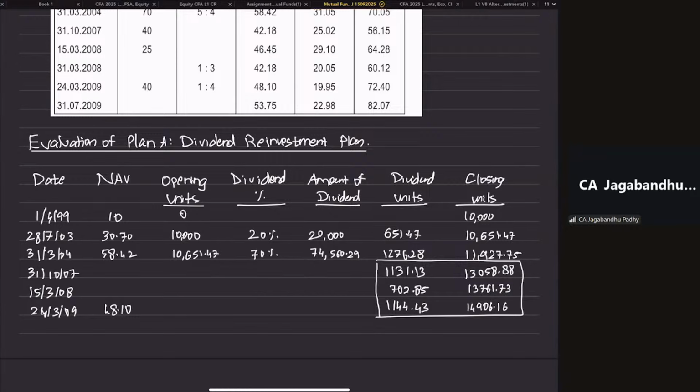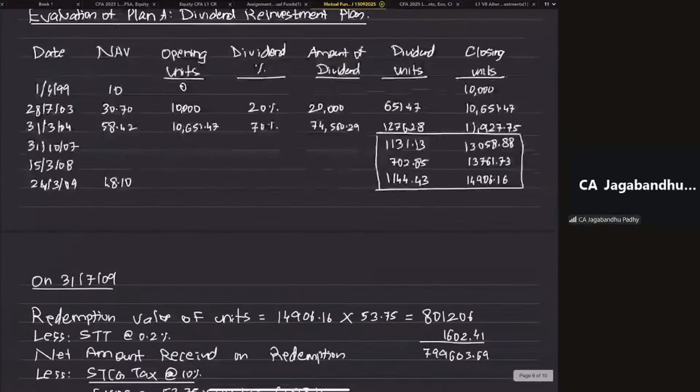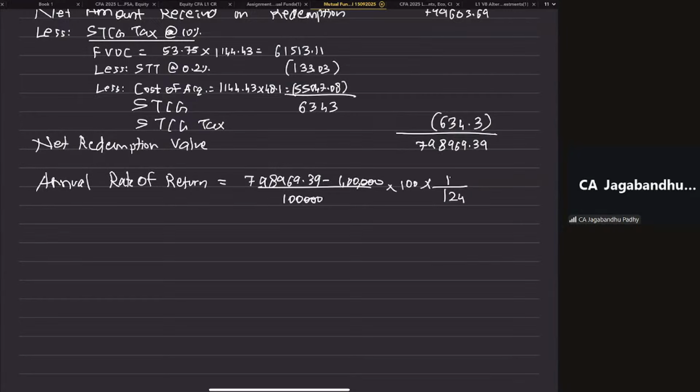Ten years, 3 months or 4 months? April, May, June, July, so 4 months. So 10 years, 4 months means it is 124 months, right? Yes, 124 months. So into 12 by 124, you can get the annual rate of return.